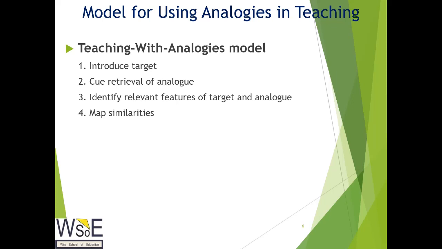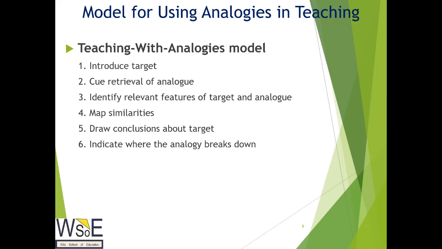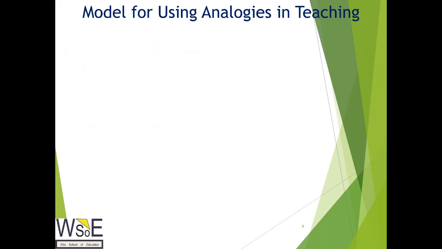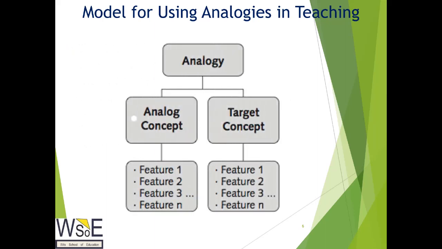Then you need to map the similarities, like that video did, it mapped the similarities between the cell components and the factory. Then you have to draw conclusions about the target. So in other words, just like the control center controls everything happening in the cell, the nucleus does the same. You must also indicate where the analogy breaks down. So where does this analogy not hold true? Where does it not work in understanding the target?